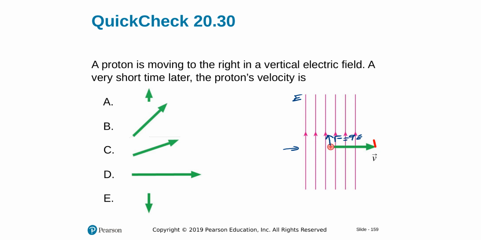Let me draw that here. So this velocity will be added here, a small velocity, and over the time it will increase. It will be moving more and more, rotating more and more upward, but a short time later it will have a velocity about this direction, so our answer would be C here.